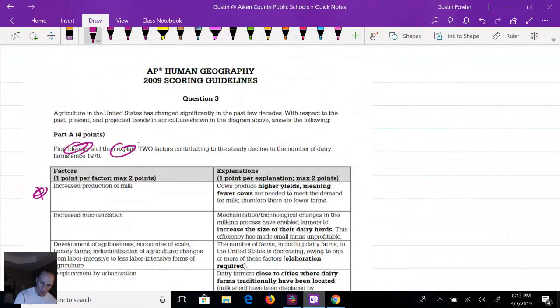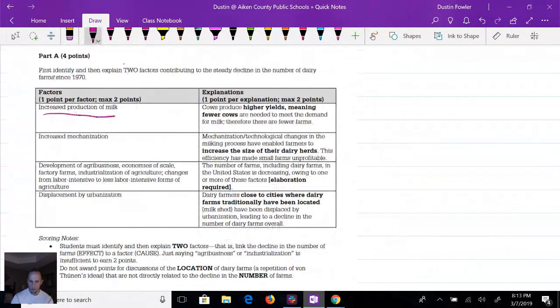So what I could do, to make this make sense, when you look at what it says for the factors and the identification, if you put increased milk production, that's the identification. There's not a whole lot more to say. That's the ID. Here is the explanation. Notice that you get 1 point, a max of 2, because they're looking for 2 identifications. So if I said increase in milk production and also increase in mechanization, that's 2 points for the ID.